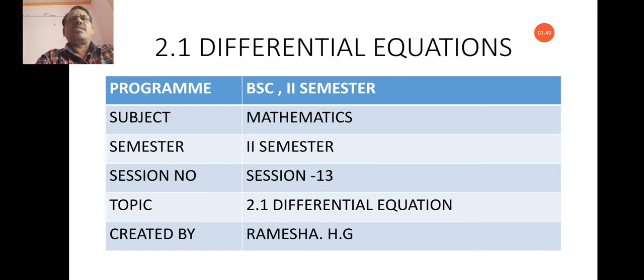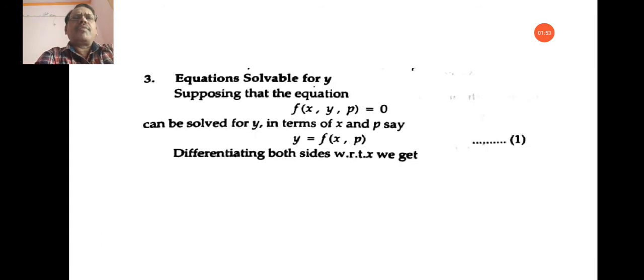In this session I have explained soluble for y. Equation soluble for y: suppose that the given equation f of x comma y comma p is equal to 0 can be solved for y in terms of x and p, say y is equal to f of x comma p.